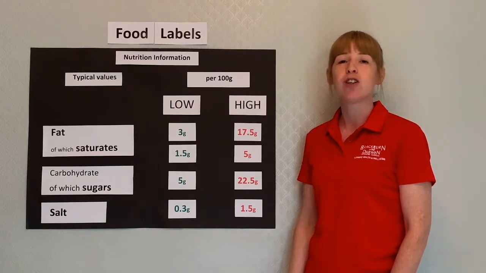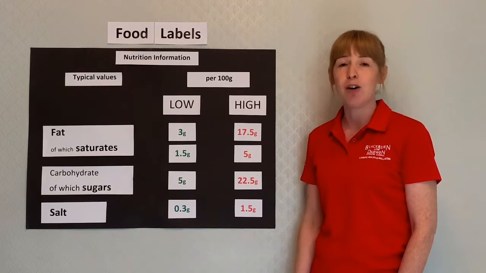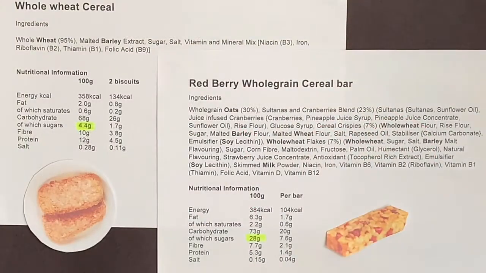We're going to move on to the ingredients list now. Here are 2 examples of forms of cereal. The one on the left is a whole wheat cereal, and the one on the right is a red berry whole grain cereal bar. So ingredients are listed in order of weight, starting with the largest ingredient and ending with the smallest. Everything used to make up the food, including water and food additives, must be included in the list.